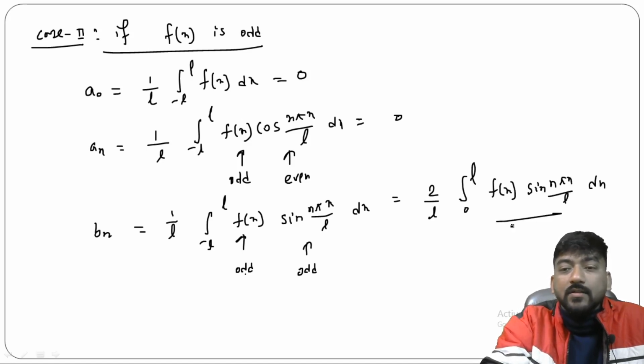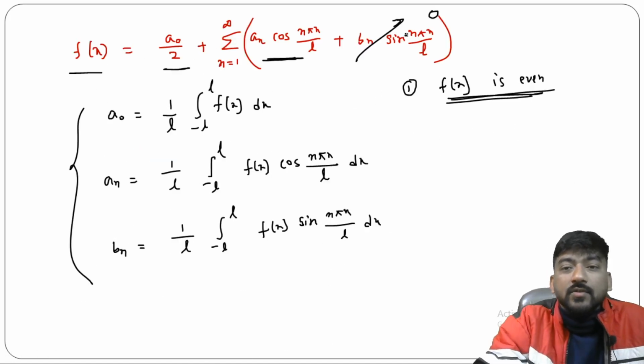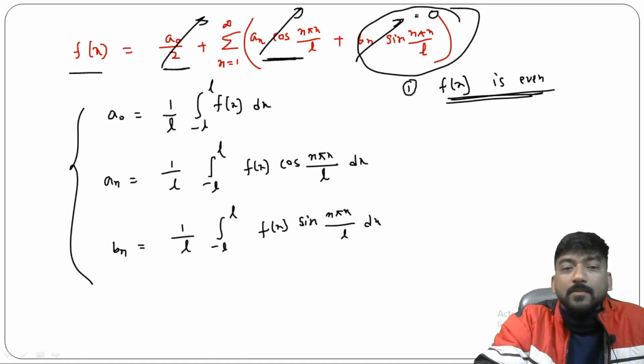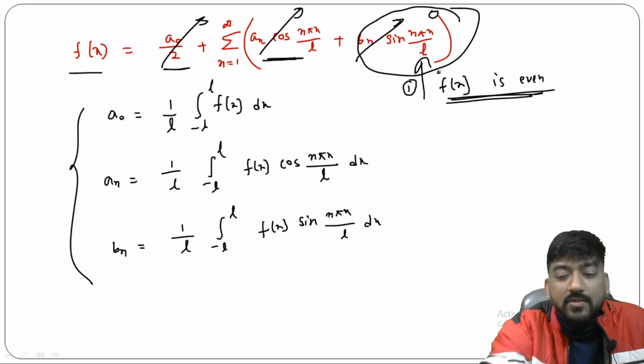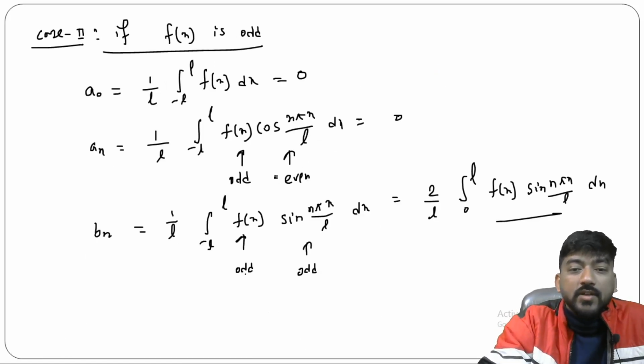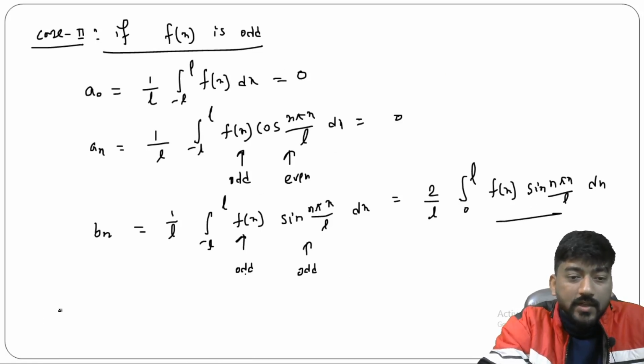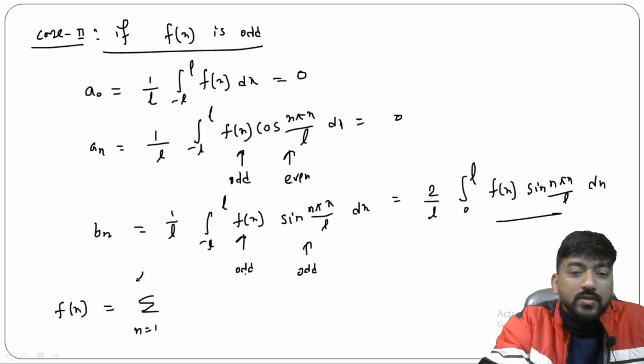So you will have b_n, and a_0 and a_n are 0. So you can see from here, this term will vanish and you will end up with only this term. So there will only be sine terms. So when the function is odd, your Fourier series will be converted into a purely sine series. So you will get just f of x is equal to summation n is equal to 1 to infinity b_n sine n pi x by L. Okay, so you will end up with this series.